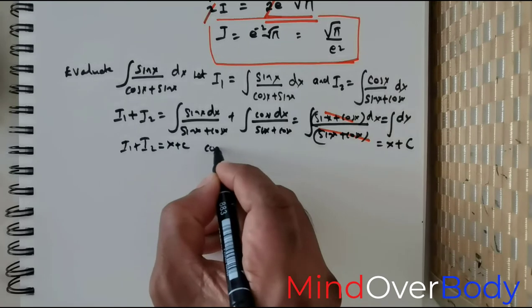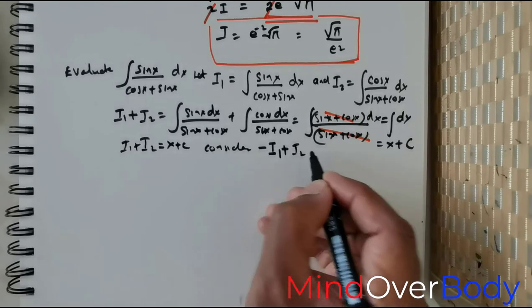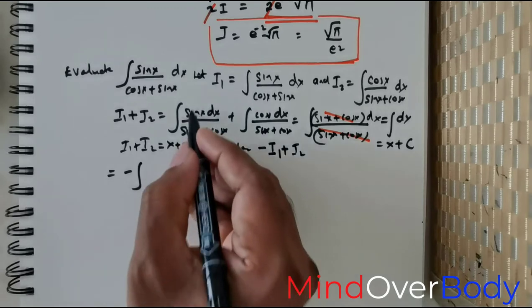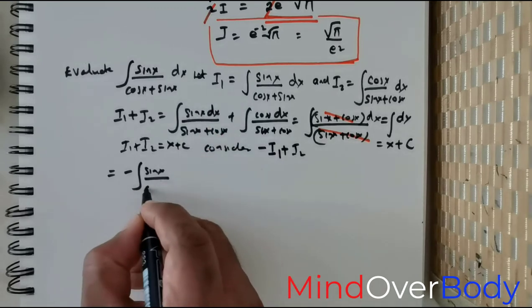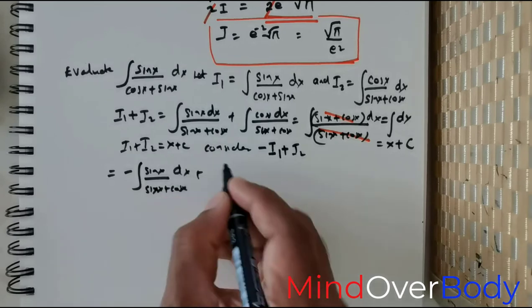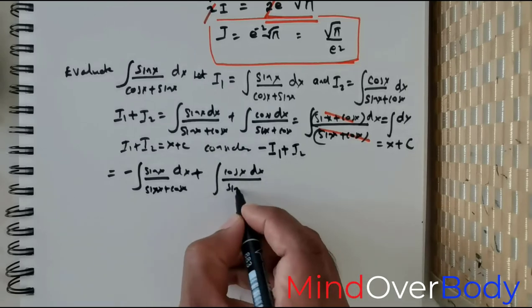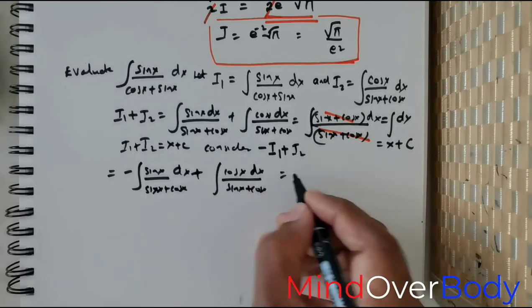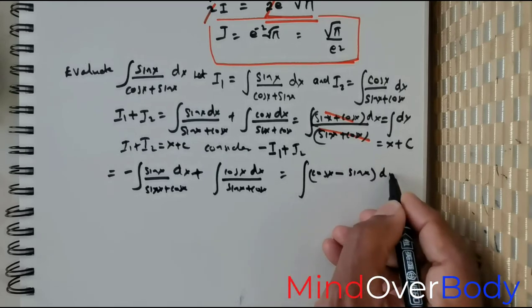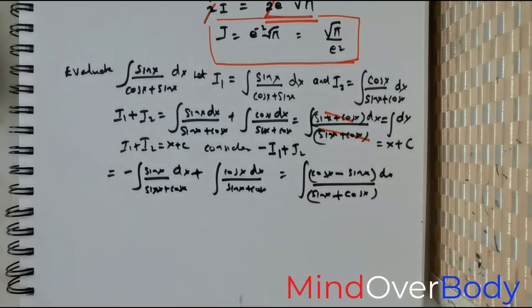Now let me consider negative I1 + I2. So what is that going to be? That is equal to negative sin x divided by sin x + cos x times dx, plus, for I2, cos x dx divided by sin x + cos x. If I were to rewrite this, I can rewrite it as (cos x - sin x) times dx divided by sin x + cos x, right?